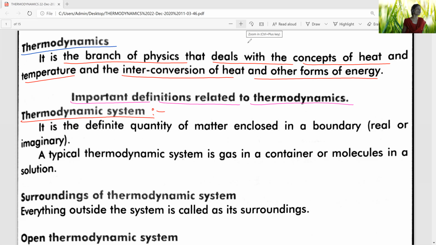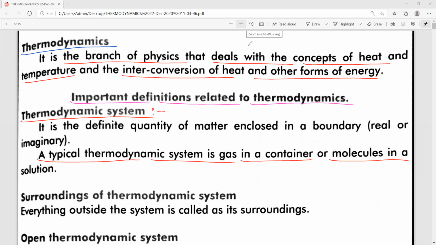Next, we shall see the meaning of the surroundings of a thermodynamic system. In the concept of thermodynamics, everything outside the system is what we call the surroundings. Here, the thermodynamic system may be a gas in a container or molecules in a solution, and that is what we call a thermodynamic system. The surroundings are everything outside the system. This is the basic terminology we come across in this chapter, thermodynamics.